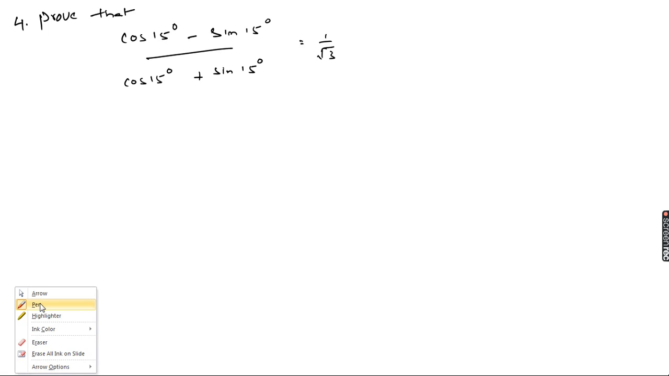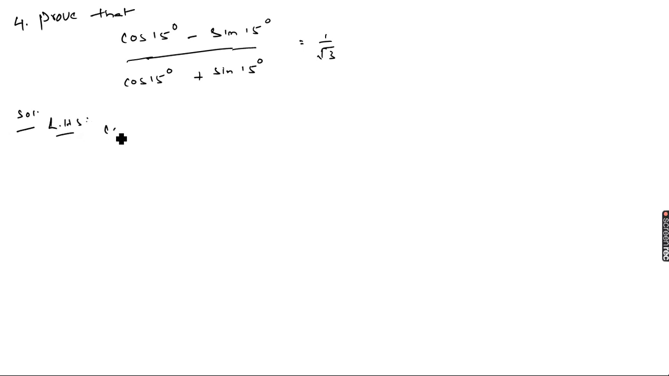Here the question is: prove that (cos 15 minus sin 15) by (cos 15 plus sin 15) is equal to 1 by root 3. The solution is, the LHS is equal to (cos 15 degree minus sin 15 degree) by (cos 15 degree plus sin 15 degree).